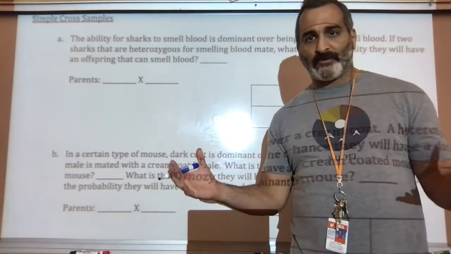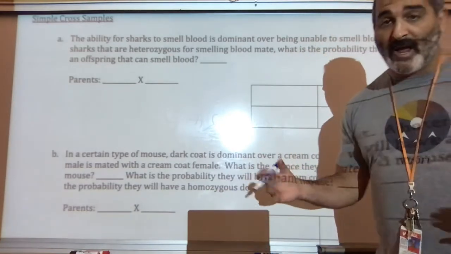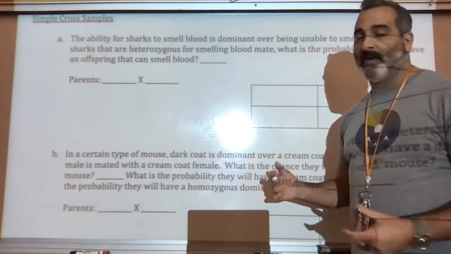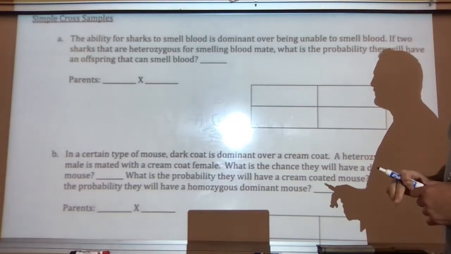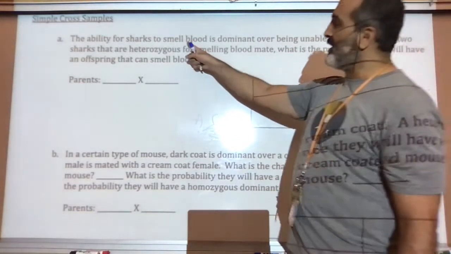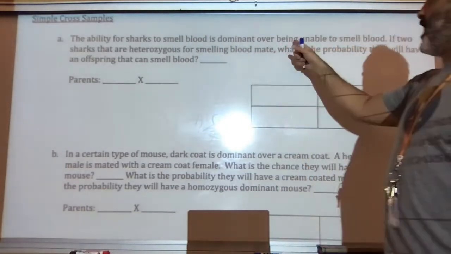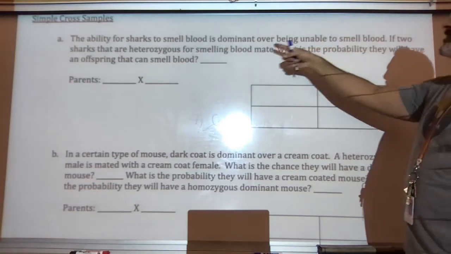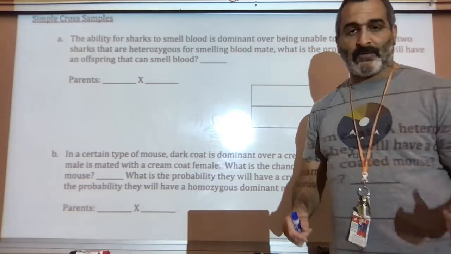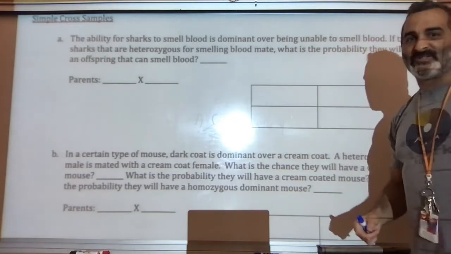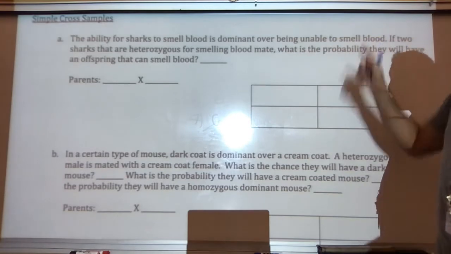Okay, so these are simple Punnett squares. We have dominant characteristics. We have recessive characteristics. So let's do the first one together. I'll read it to you guys and explain the parts of the problem. The ability for sharks to smell blood is dominant. So smelling blood is dominant. It's going to have a capital letter. Unable to smell blood, well, that gets dominated over, so unable to smell blood is recessive in this case. Okay, so smelling blood, dominant. Unable, recessive in this case.